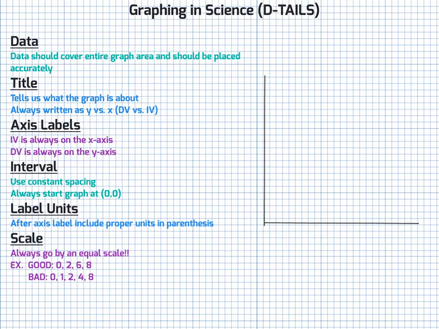First, focusing on the D. The D stands for data. With data, what we're really focused on is that we want to cover the entire graph area and place our data accurately. The reason we want to place our data over the entire graph is so we can more clearly see what's going on. If we graphed a data set like this, yeah, it's on our graph, but it's a little hard to see and we're not utilizing all the space that we have.